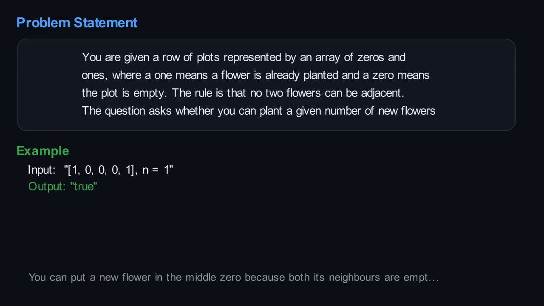For example, if the garden looks like 1 0 0 0 1 and you need to place one new flower, you can put it in the middle 0 because both its neighbors are empty, so the answer is true.